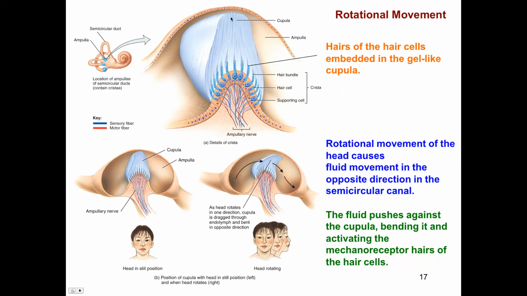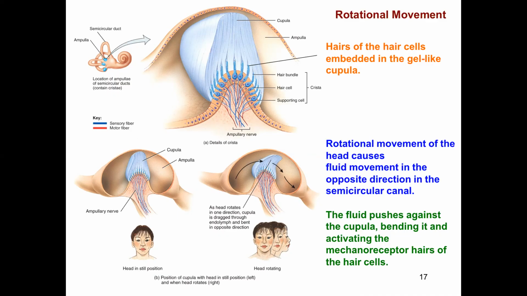You can see that these hairs are embedded into a sort of gel called a cupula. So here's the ampulla, and inside there we have this cupula sitting on top of these hair cells. Now, what I want you to imagine here is the ocean and the swaying of corals. When the current flows one way, the corals bend that way, and then when it flows back the other way, the corals bend the other way.